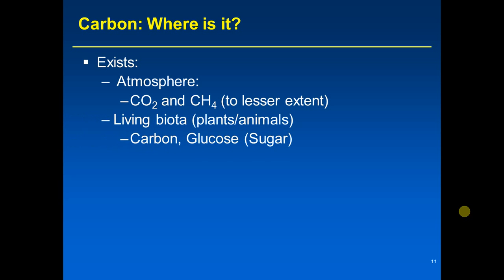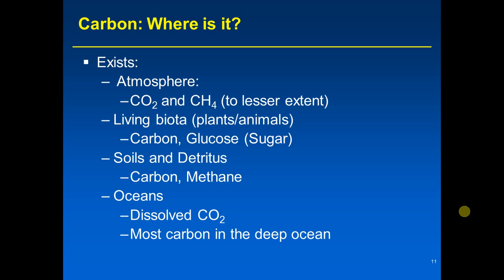Carbon is found in living biota, or plants and animals, such as solid carbon itself. Also glucose or sugar, which is a certain carbohydrate that the plants use for nourishment. It's found in soils and detritus, or debris, as carbon and methane. And it's found in the oceans as dissolved carbon dioxide. Most of the carbon, though, is found in the deep ocean.